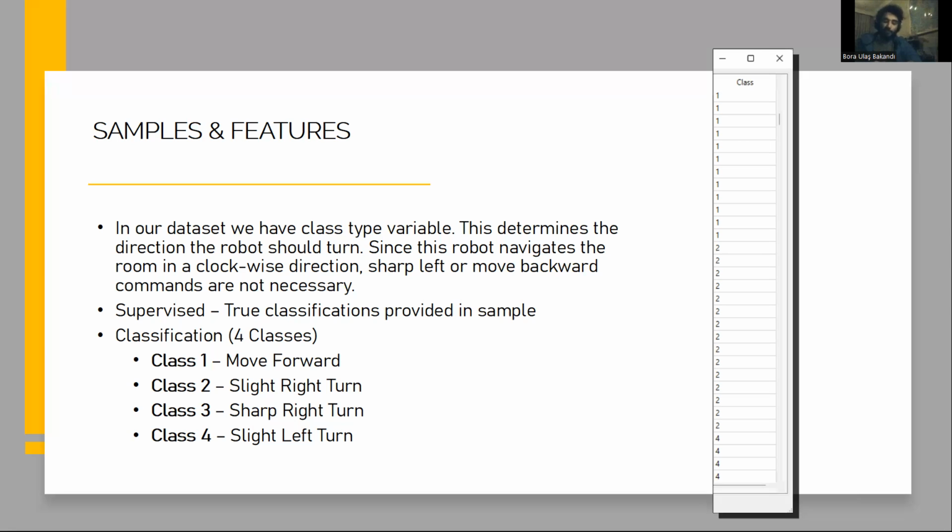This is, of course, a supervised learning task since the intended classifications are provided in each sample. And the classifications of these 4 classes are 1 to 4, and they are move forward, which is no turn, slight right turn, sharp right turn, and slight left turn.